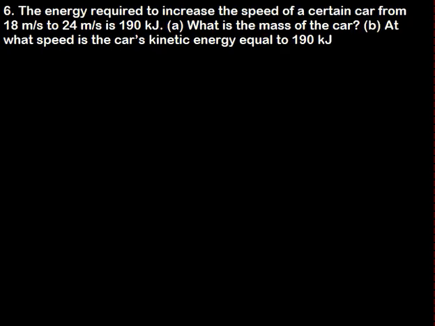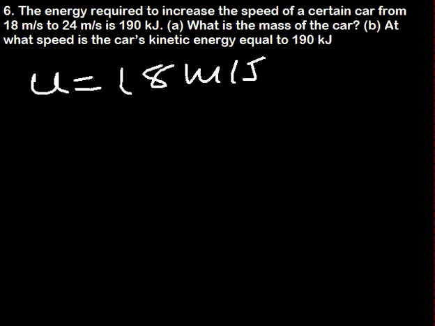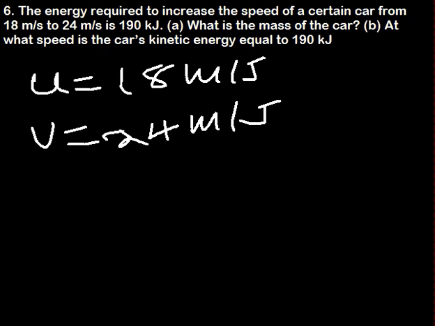So now let's also look at this kind of problem. The energy required to increase the speed of a certain car from 18 meters per second, that's the initial velocity, up to 24 meters per second, that's the final velocity. And the energy is given as 190 kilojoules. So that should be the kinetic energy, and this is the total work done.